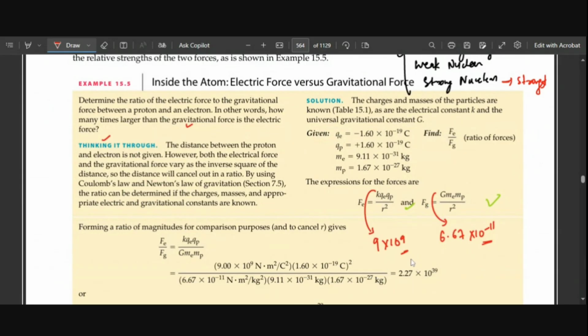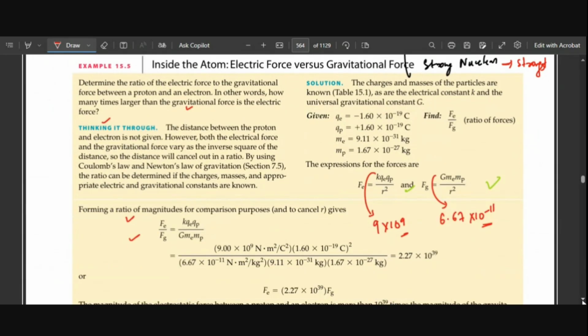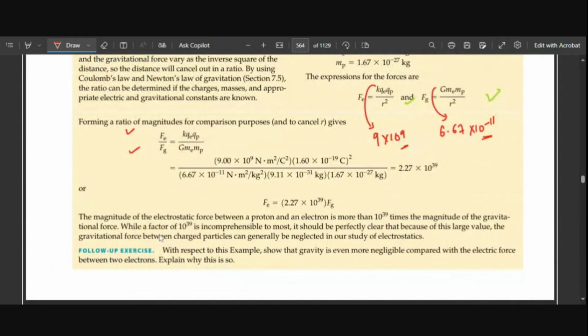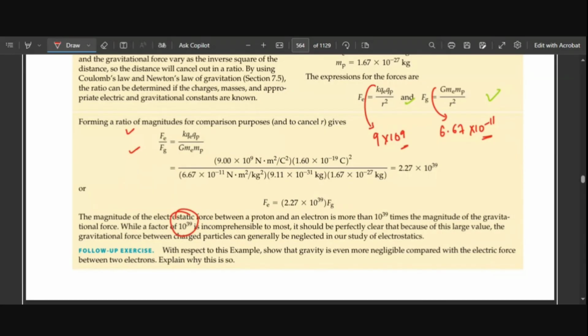So ultimately, what you will figure out after solving this particular problem by finding the ratio, is that the ratio of electrostatic force to the gravitational force is supposed to be 10 to the power 39. So this is the result. You can also remember this result. Gravitational force is 10 to the power 39 times weaker than the electrostatic force or Coulomb's force. So this is what this problem suggests, and this is what we actually have to understand from this particular problem.